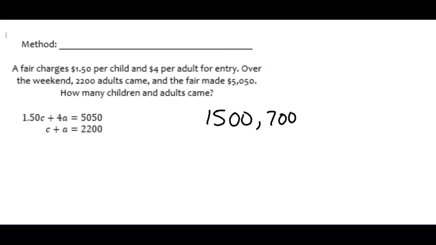1,500 comma 700. If you changed them to X's and Y's, or if you left them as C's and A's and then put them in alphabetical order, you had 700, 1,500. I will accept both answers if you had the correct numbers. Okay? Great.